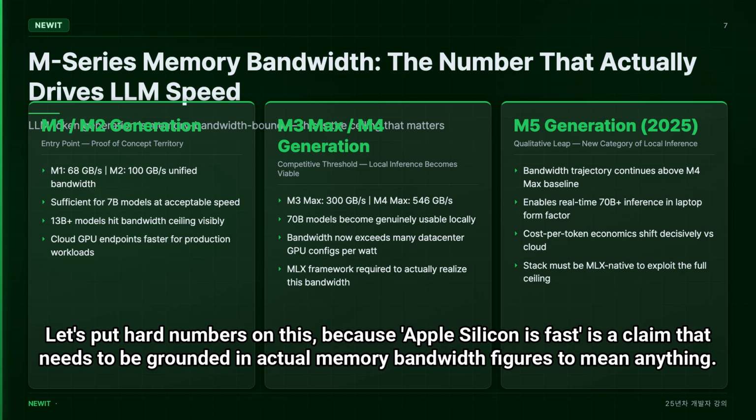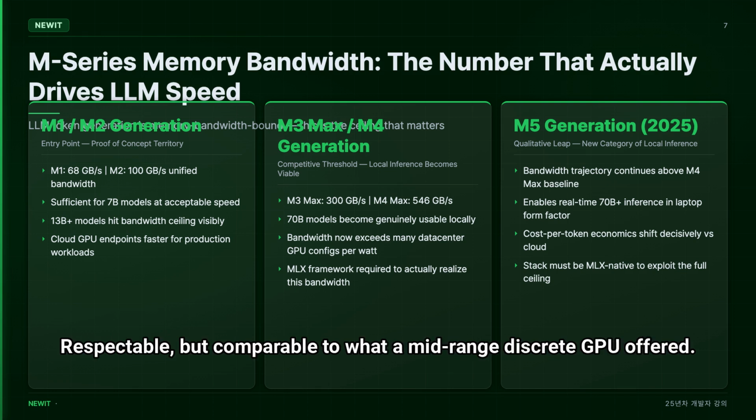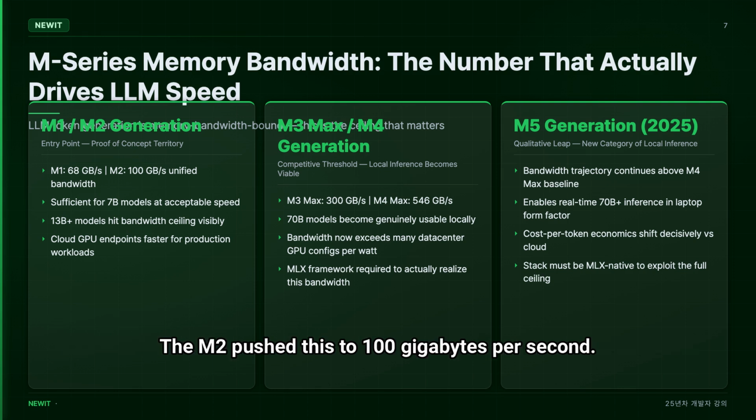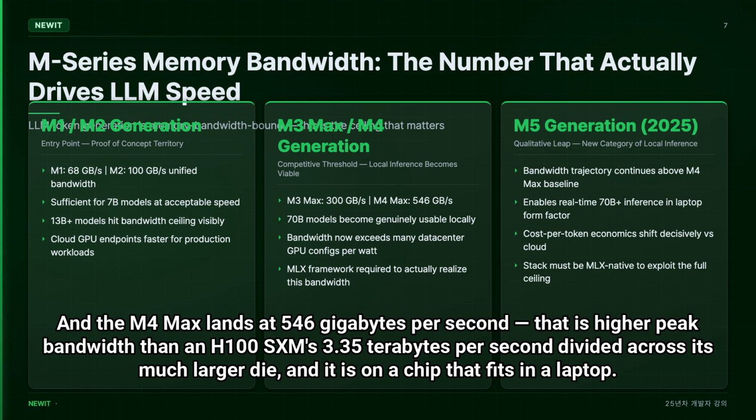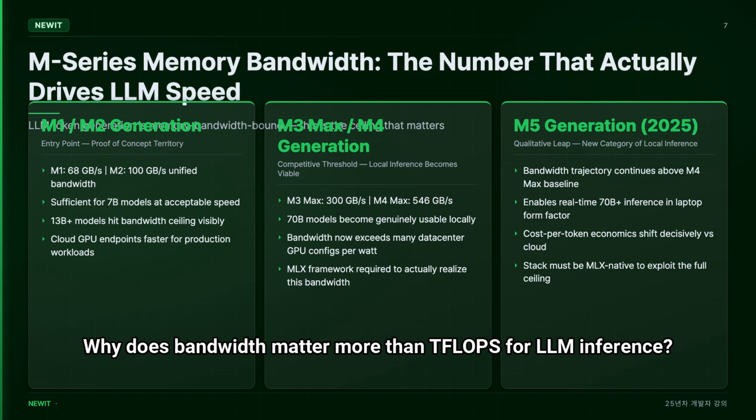Let's put hard numbers on this. Because "Apple Silicon is fast" is a claim that needs to be grounded in actual memory bandwidth figures to mean anything. The M1 delivered 68 GB per second of memory bandwidth. Respectable, but comparable to what a mid-range discrete GPU offered. The M2 pushed this to 100 GB per second. The M3 Max reached 300. And the M4 Max lands at 546 GB per second. Then compare an H100 SXM's 3.5 terabytes per second divided across its much larger die, and this is on a chip that fits in a laptop. The M5, announced in 2025, extends this trajectory further.